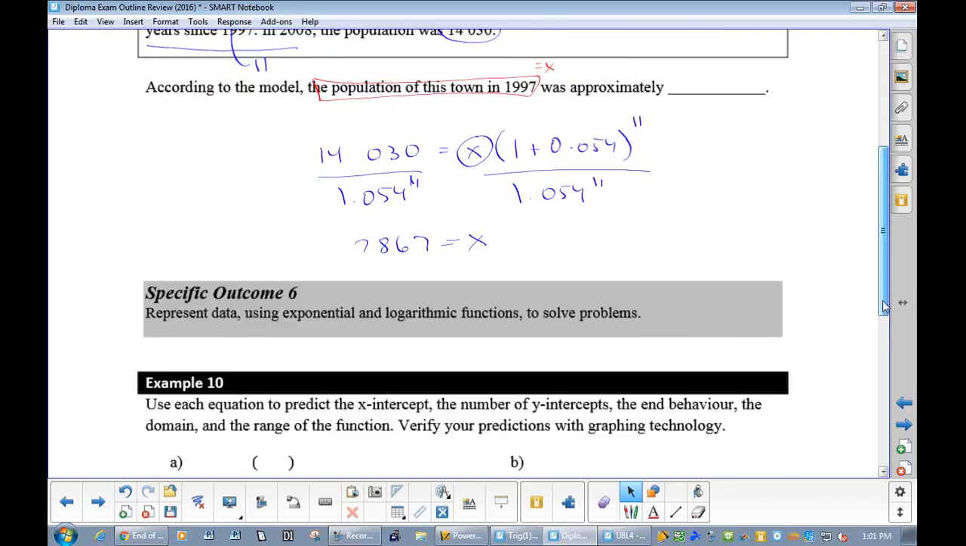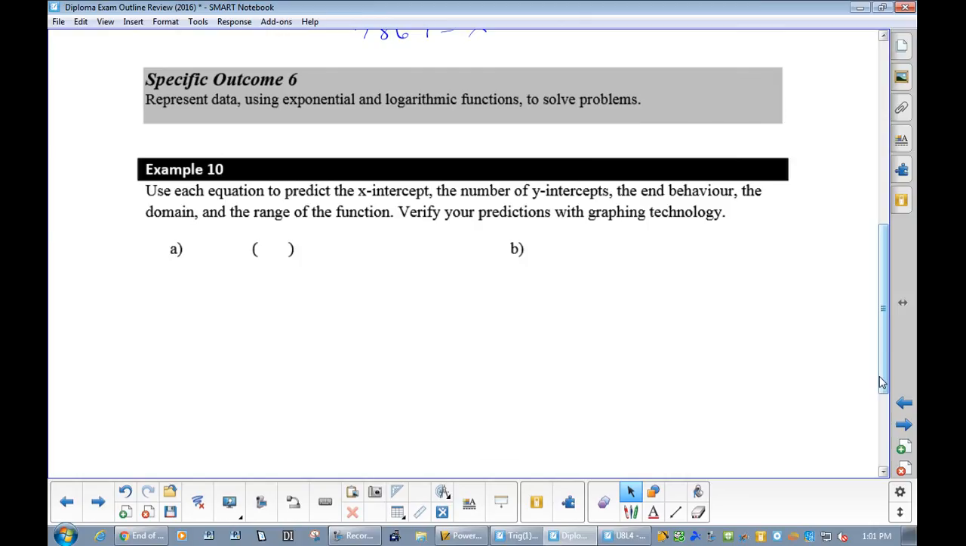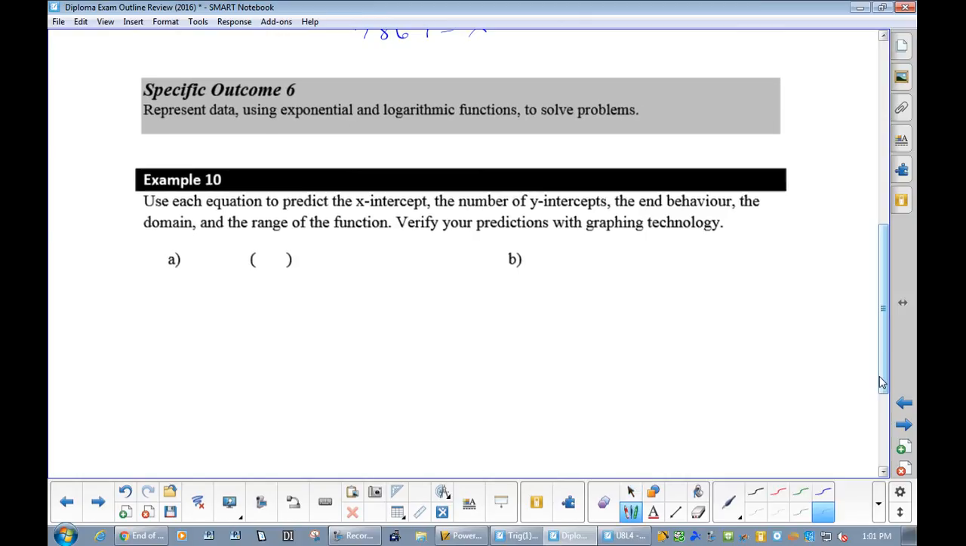Okay. Now the last one is definitely going to be on the diploma. All these are going to be on the diploma. y equals 125 times 0.78 to the x, and this is y equals 25 log x, sorry. They want you to find the x-intercepts of each, the number of y-intercepts, the end behavior, remember that? The domain, the range.